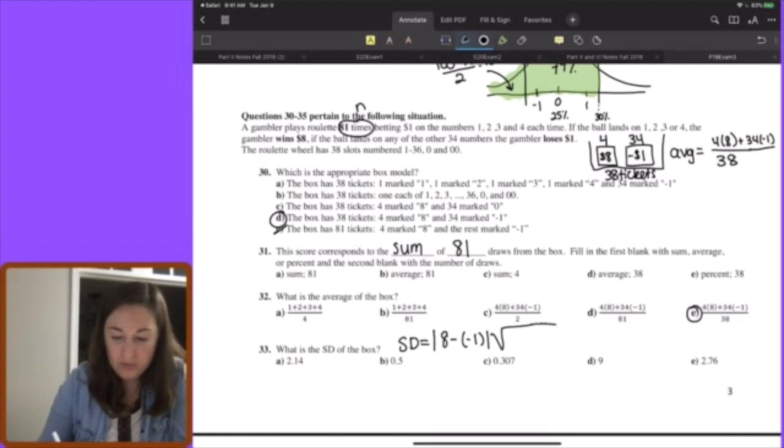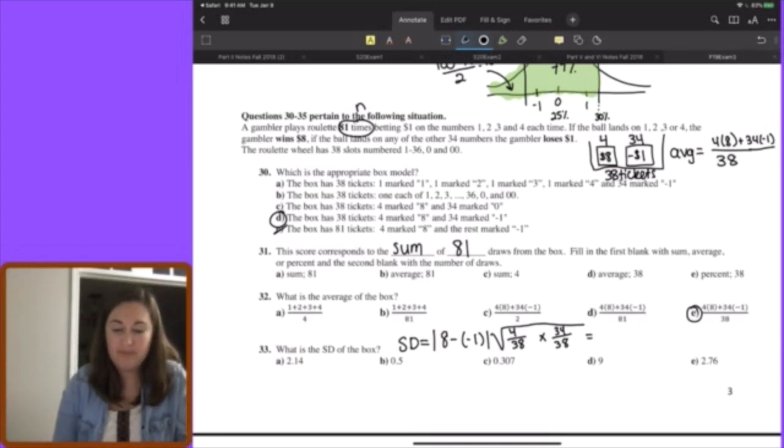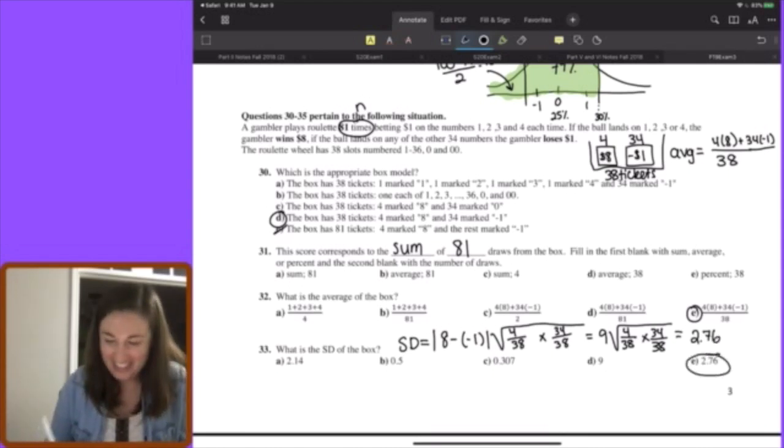And then times the square root of the fraction of a ticket. So the fraction of 8s, which is 4 out of 38, times the fraction of negative 1s, which is 34 out of 38. And then if I was going to put this in my calculator, I would do the absolute value part first. So 8 minus negative 1 is 9, and then times square root of 4 out of 38 times 34 out of 38. And that should give me 2.76, if I remember this question correctly. E again.